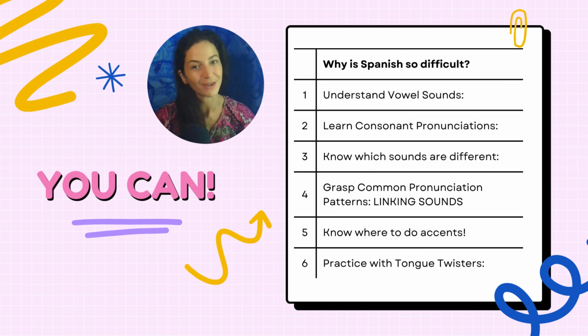A quick check of where you are. This is what we're doing in this presentation. What have we done? Understand vowel sounds. Done. Learn consonant pronunciation. Done. Know which sounds are different. Done. So, what's missing? We're going to go through more practice in your difficult sounds because there's never enough of that. Then we're going to start linking the sounds together and know where to do accents. And finally, I will give you the tongue twisters you can practice in your free time to impress your friends and family.